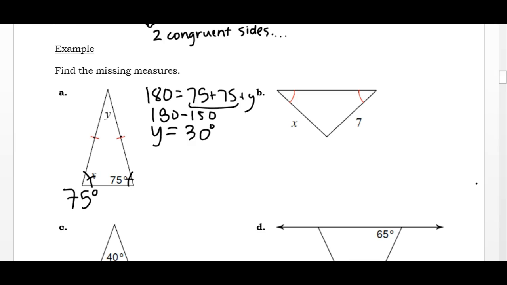My second example shows me a triangle with two congruent angles. Now I know for a fact that if there are two congruent angles, then there are two congruent sides. So x is 7.